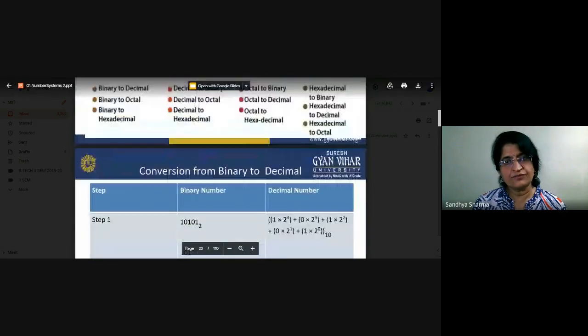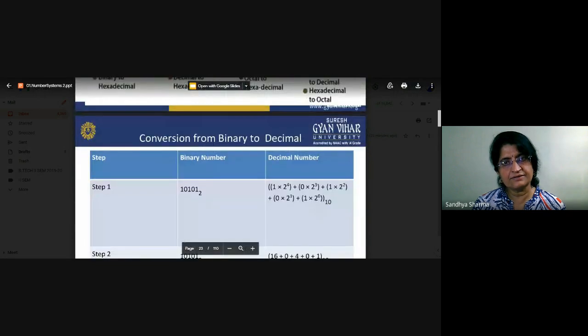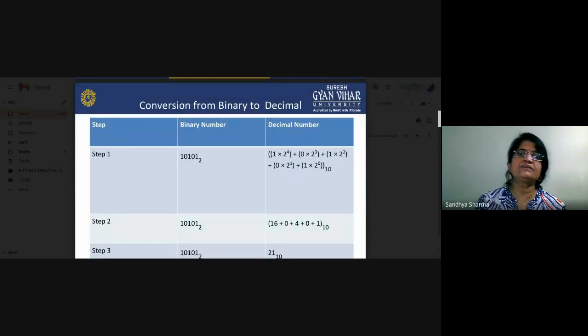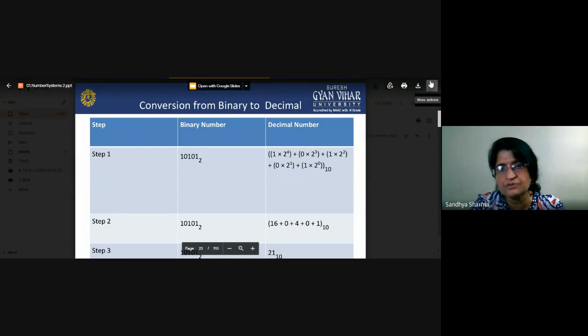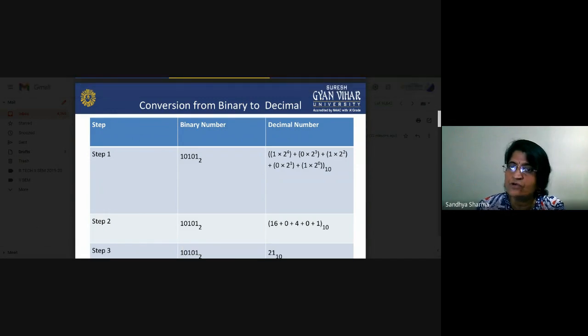Now conversion. First of all, here we will see the conversion from binary to decimal. Suppose you are given a binary number. When we write a binary number, we write the base 2 as a subscript, which represents that this is the binary number system. And the binary number you are given is 10101.